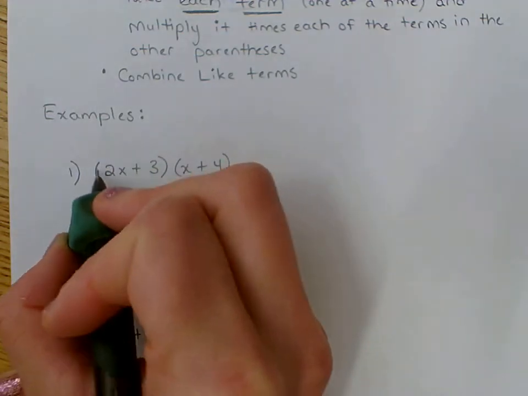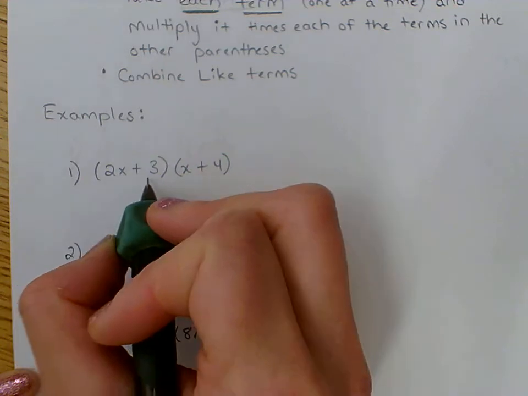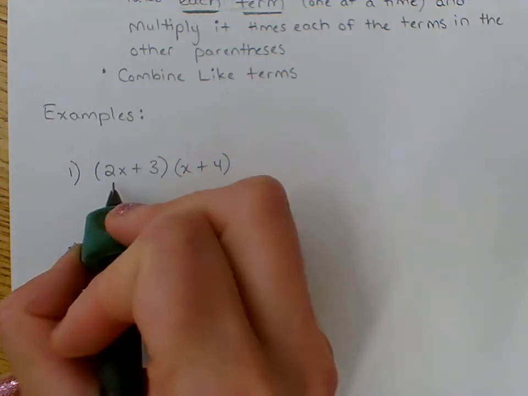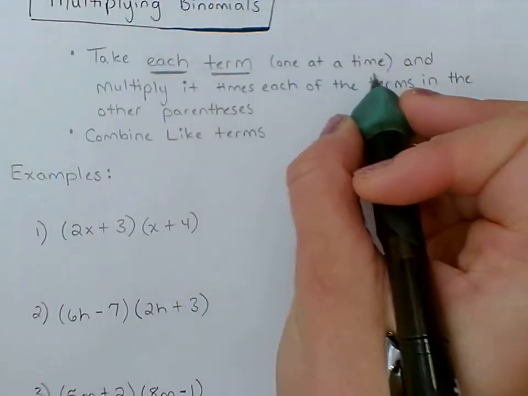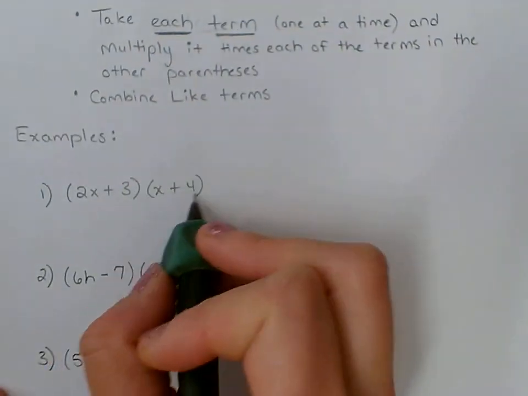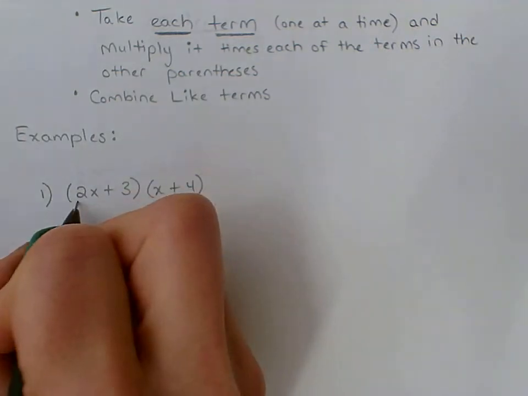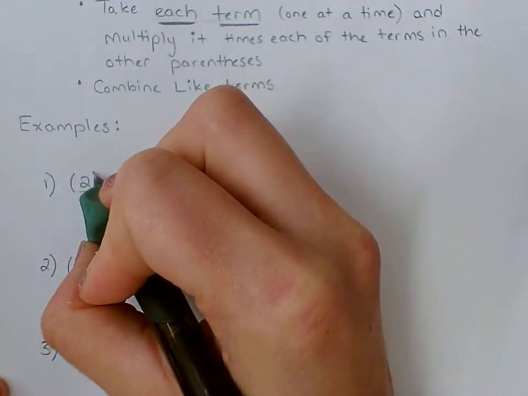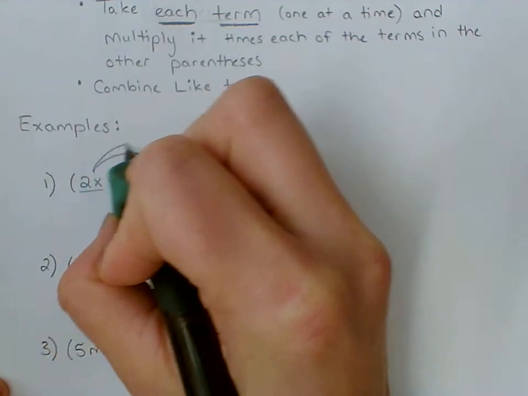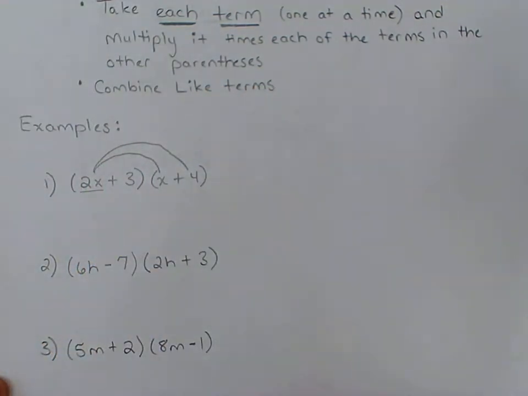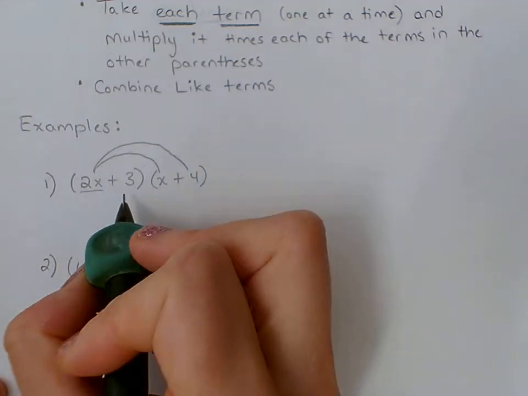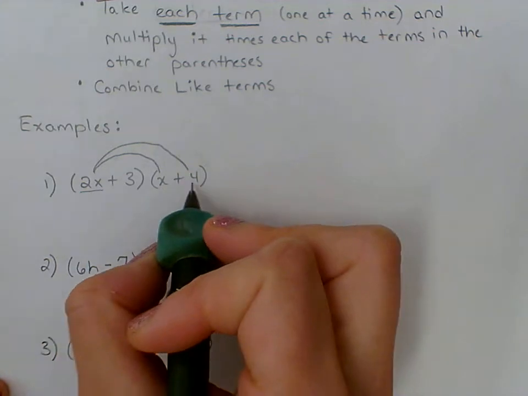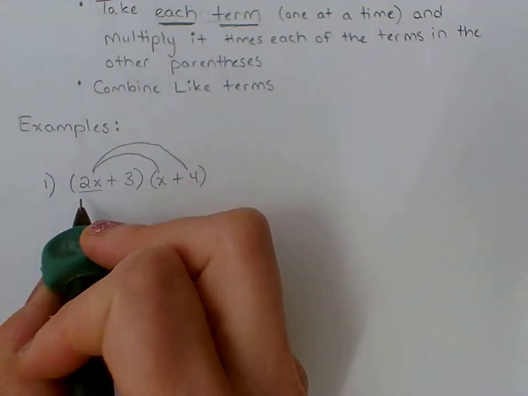So in this one, we have the term 2x, and then we have the term a positive 3. So we are going to take each one of those one at a time times everything in this other parentheses. You're going to start with the 2x just because it's first, and you are going to essentially distribute it like we did before to every term in the other one. And then when you're finished there, you're going to take the 3 and take it times everything in the other one. As you do this, you're just going to write it out.